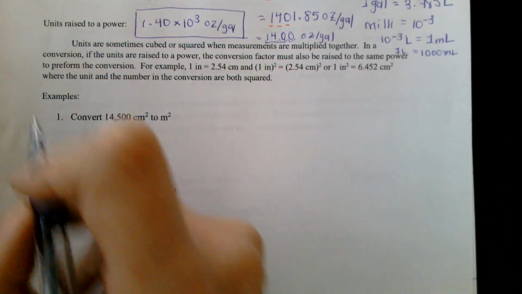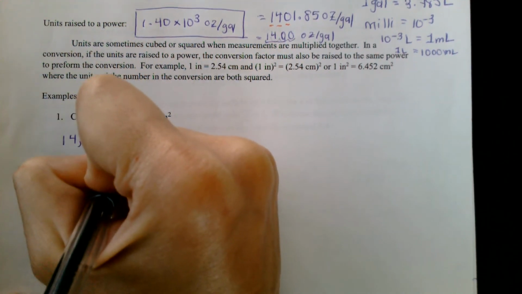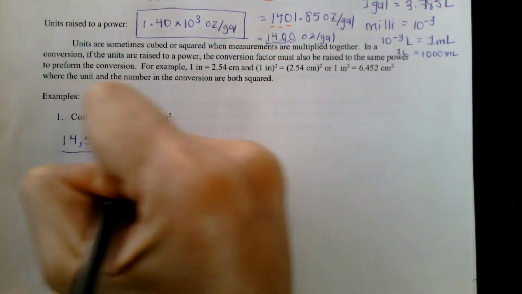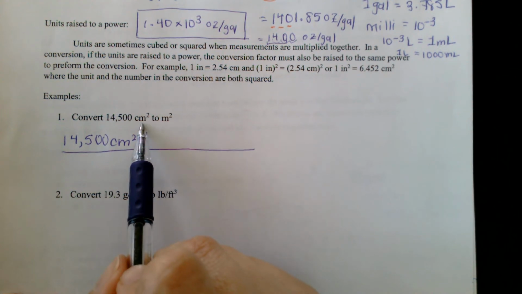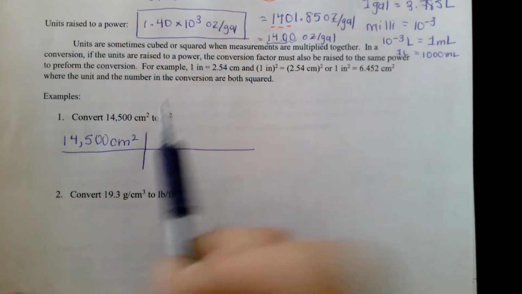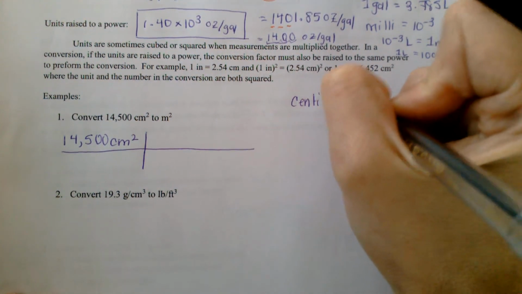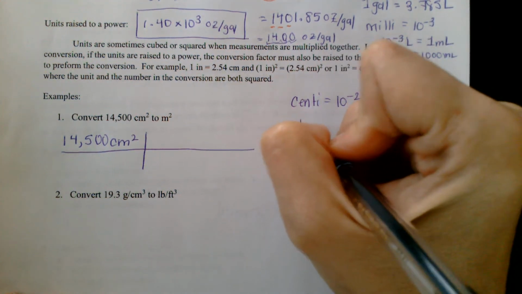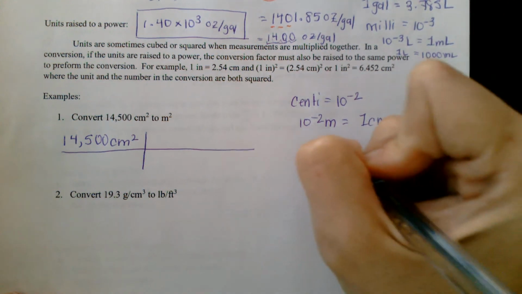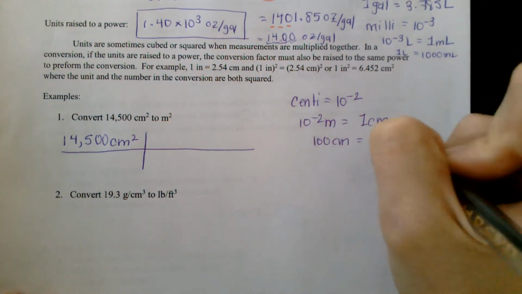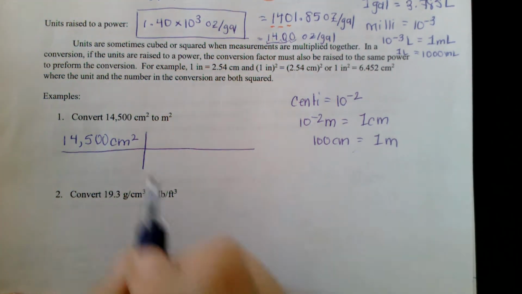Okay, so let's start here. We have 14,500 centimeters squared, and we want to turn this into meters squared. Okay, so we need just a regular sort of relationship between centimeters and meters. So centi equals 10 to the minus 2. So you can have 10 to the minus 2 meters equals 1 centimeter, or probably everyone knows 100 centimeters equals 1 meter. Okay, so we could use either one of those two. Most people opt for this one here.